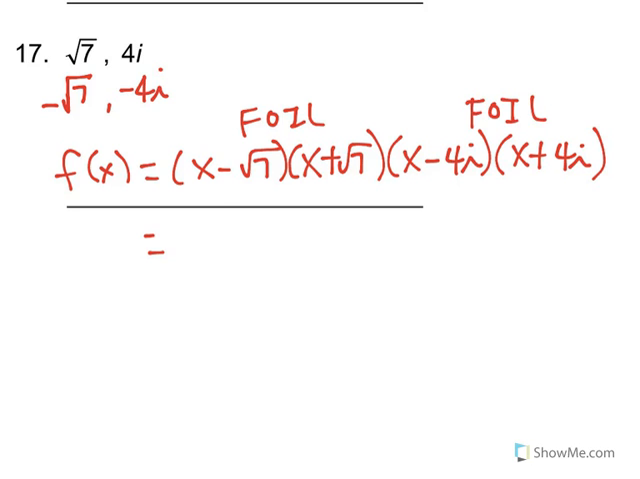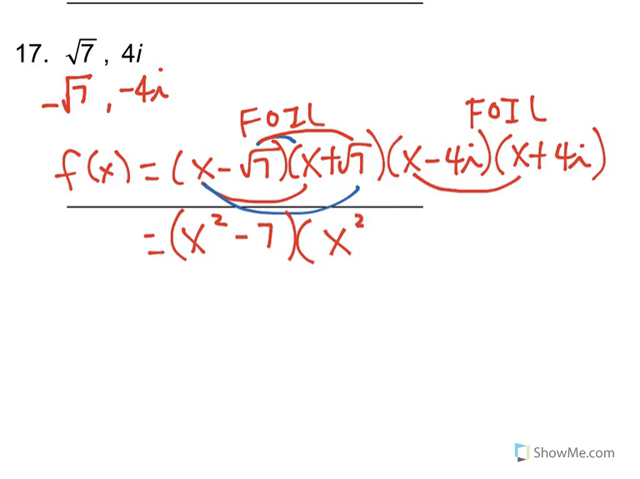With the first set, we're going to have x times x, which is x squared. Now the middle terms, we're going to get radical 7x and minus radical 7x. Notice the signs are different, so that's a difference of squares, and that makes the middle terms disappear. So we will have just the last term, which is radical 7 times radical 7, which is 7, so it'll be minus 7. From the second set of factors, we have x times x, which is x squared.